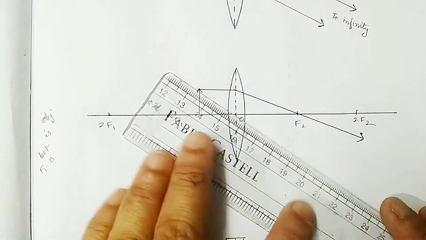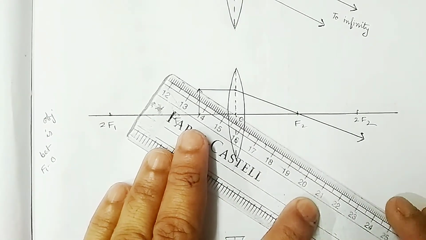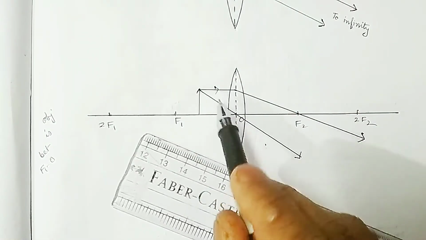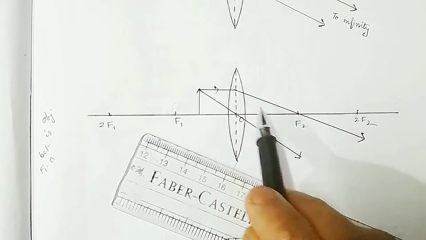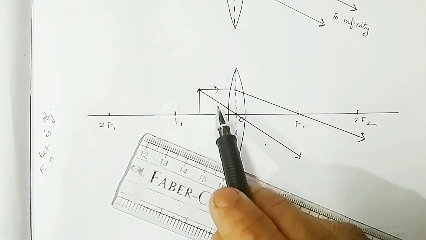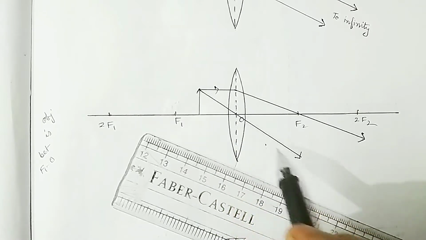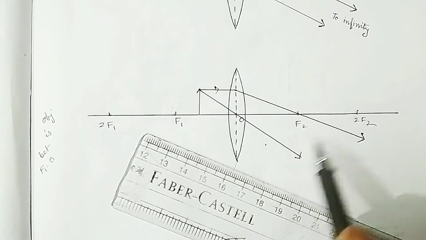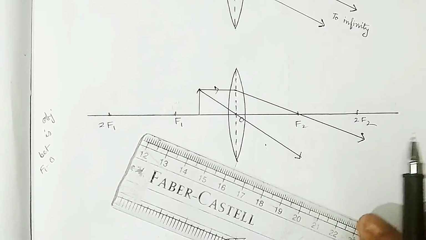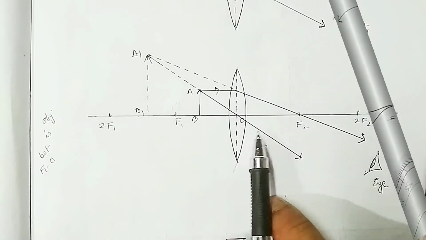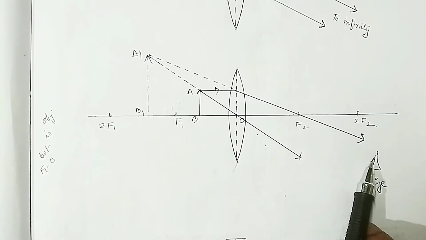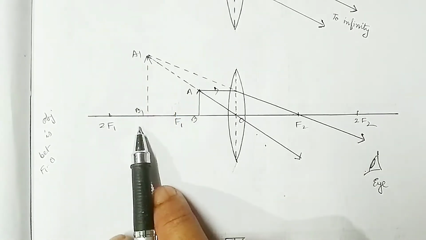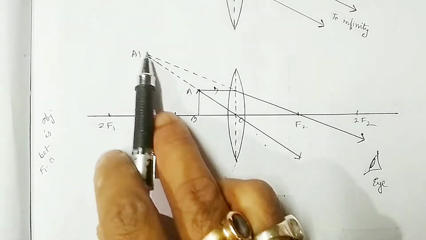Now another ray which passes through the optical center will go straight without any refraction. So the ray which is parallel to the principal axis, after refraction through the lens, will pass through the second principal focus, and the ray which passes through the optical center will go straight. As you can see, these two are diverging rays and they are not going to meet, so we have to produce them in the backward direction. When this divergent beam enters the eye, it appears to come from a point A1, thereby forming the image A1B1. So if this is the object, this will be the image.